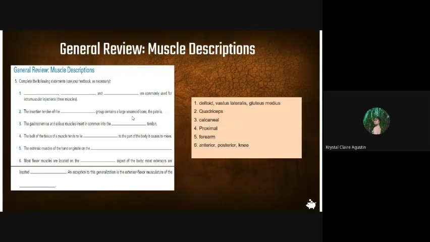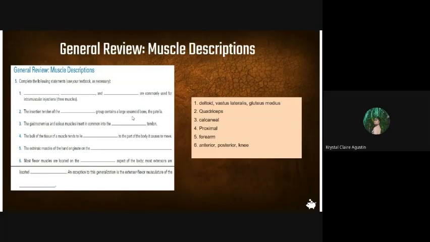So, for the general review muscle descriptions, number 1, complete the following statements. Use your textbook as necessary. Number 1, the three muscles that are commonly used for intramuscular injections are the deltoid, vastus lateralis, and gluteus medius. And number 2, the insertion tendon of the blank group contains a large sesamoid bone, the patella. The answer is the quadriceps.